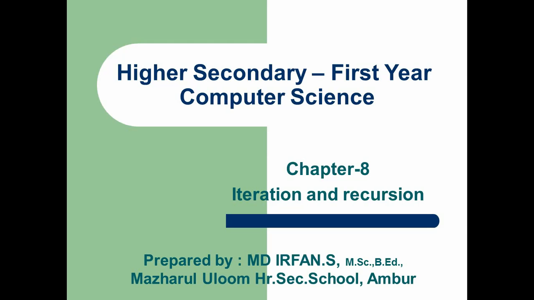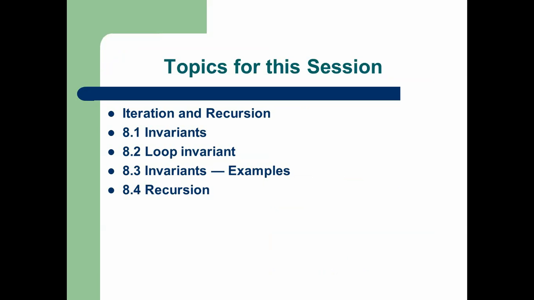Last class we completed chapter 7. Now we are going to start a new chapter, chapter number 8, Iteration and Recursion. In this session we are going to cover the following topics: iteration and recursion, invariance, loop invariance, invariance example, and recursion. Let's start our class.